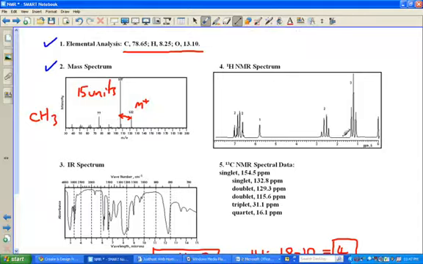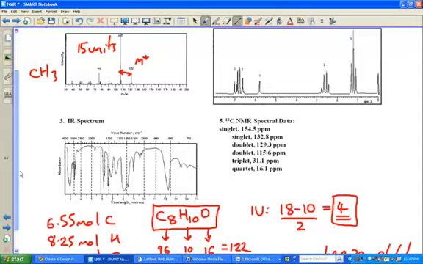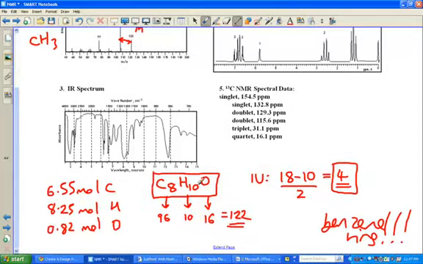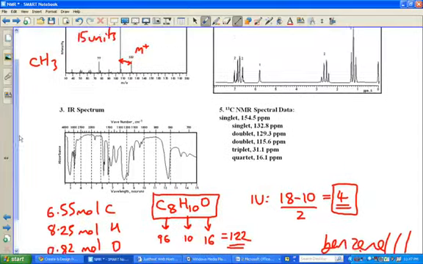Before we move on, remember we said there was an unsaturation of 4, so we said there was a benzene ring. So right off the bat, we know that we have this. That's what we know. We have a benzene ring. And if all our unsaturations are used up, we also have an oxygen in there.